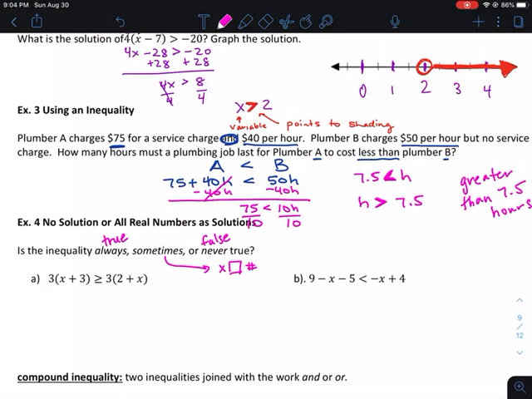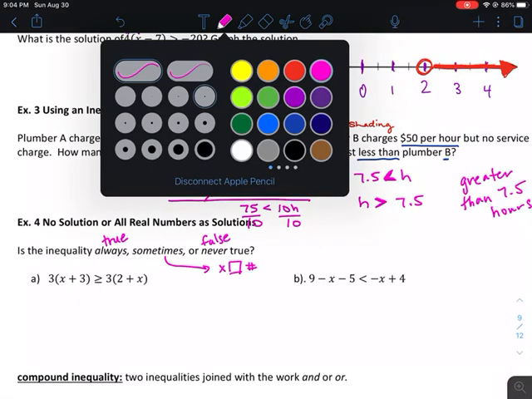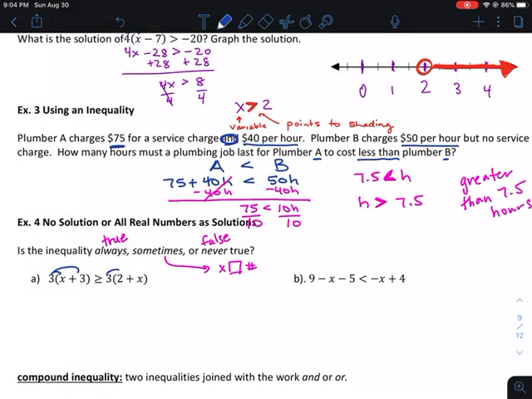So part A, we have 3 on the outside of an x plus 3, so we'll go ahead and distribute that out. And then we have a 3 on the outside of a 2 plus x, we'll distribute that out. So let's see, 3x plus 9 greater than or equal to 6 plus 3x. We want to get the x's together. Well, if I subtract 3x and I subtract 3x, this is where the x's cancel out. And we're left with 9 is greater than or equal to 6. Is 9 greater than or equal to 6? Well, 9 is greater than 6. So this is going to be an always true statement.